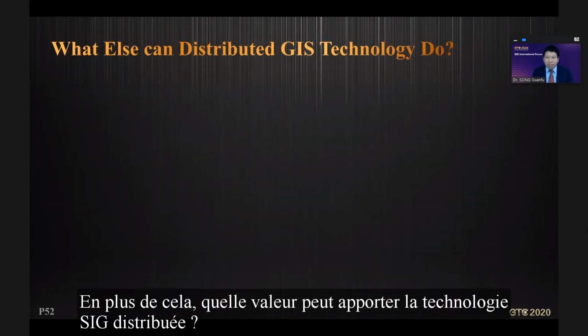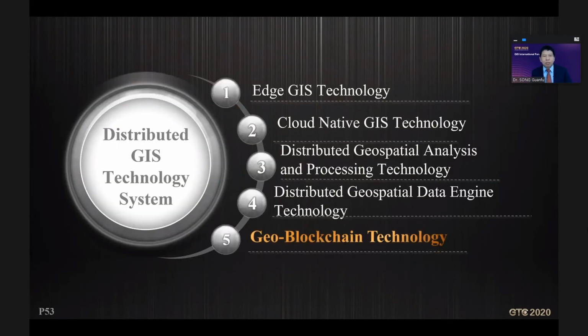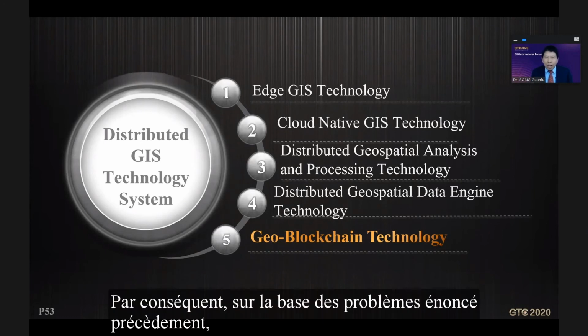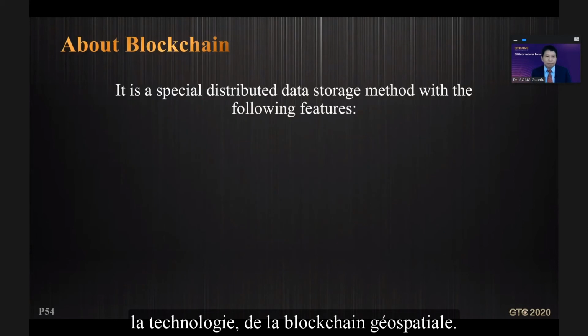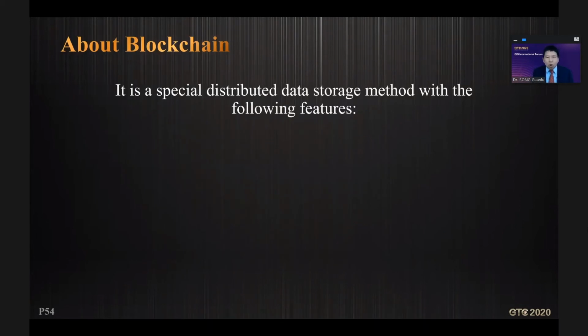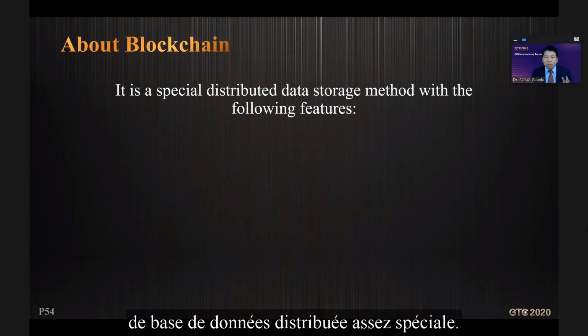In addition to this, what else can distributed GIS technology do? It can solve the problem of data credibility, and protect data from malicious modification. Therefore, we have developed a new technology, Geo-Blockchain technology. We all know that blockchain, actually, is a spatial distributed database technology.